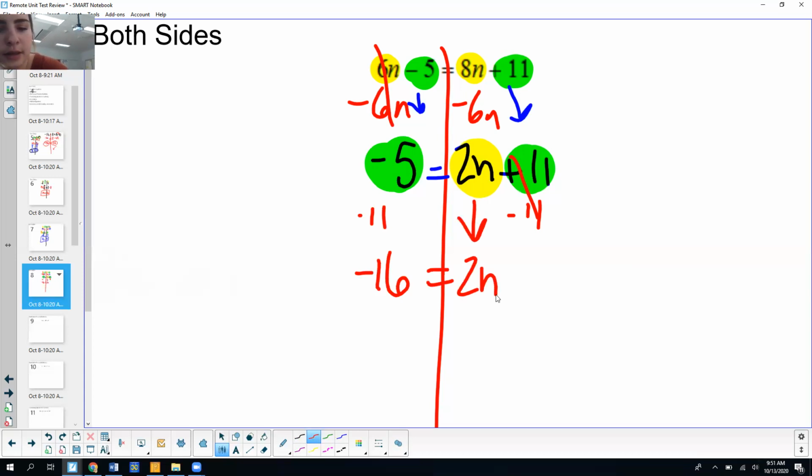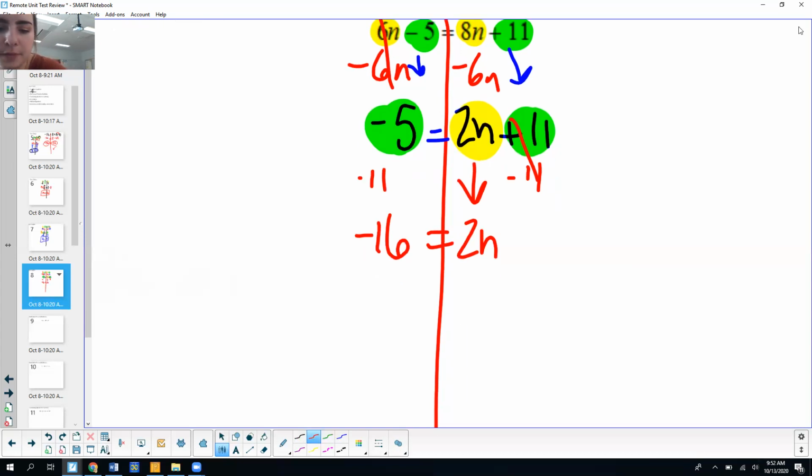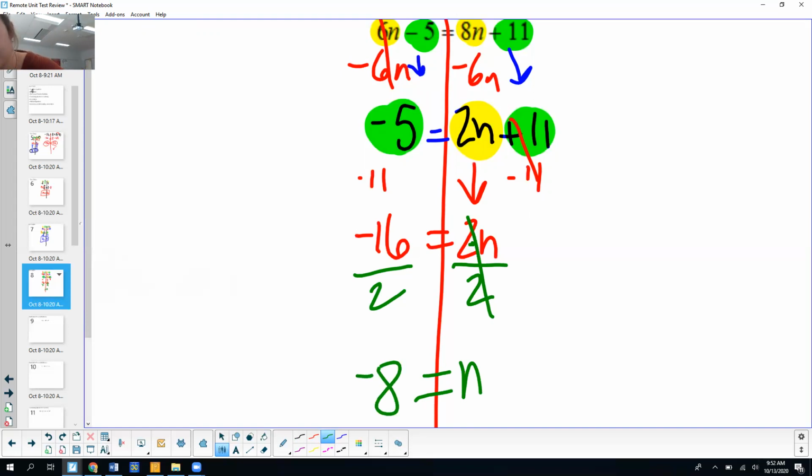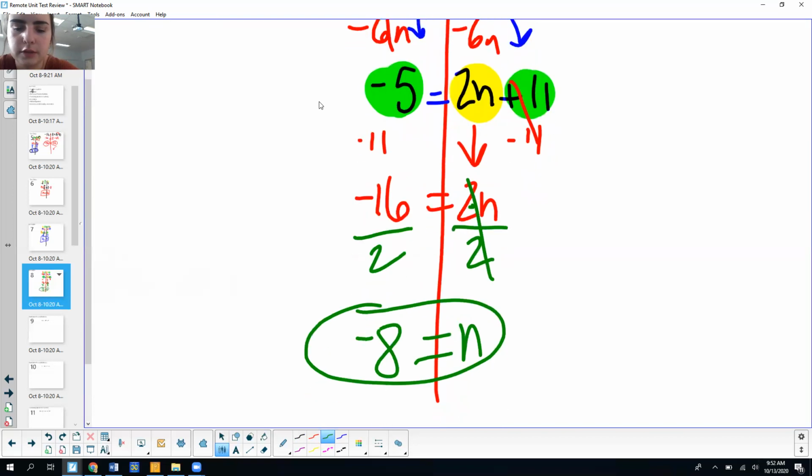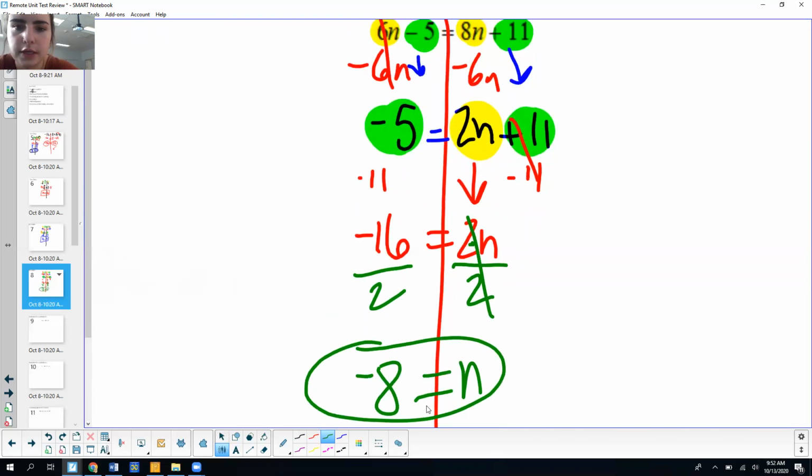I want to get n by itself. Right now, n is being multiplied by 2, so 2 times n. So to undo that multiplication, I'm going to go ahead and divide both sides by 2. 2n divided by 2 gives me n. And then negative 16 divided by 2, negative 16 in my calculator. Just make sure you're practicing. Divided by 2 is negative 8. All right. So n equals negative 8.